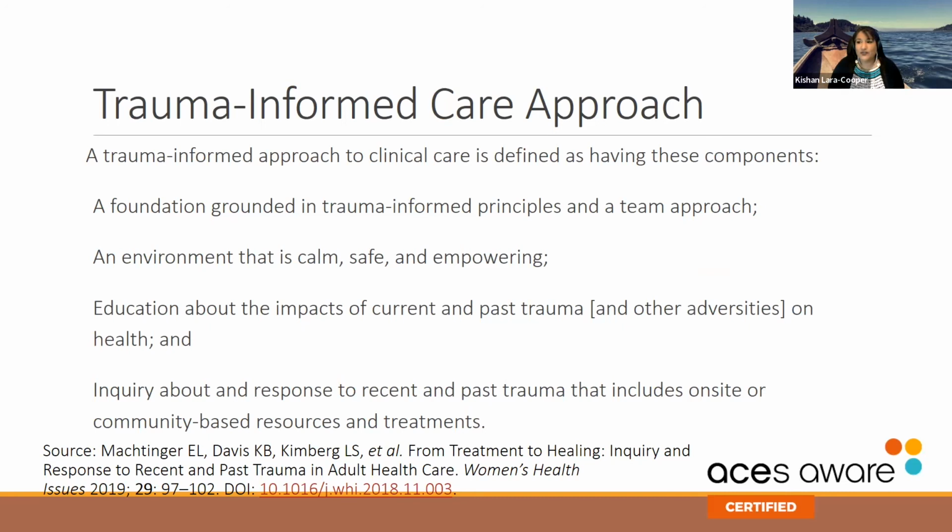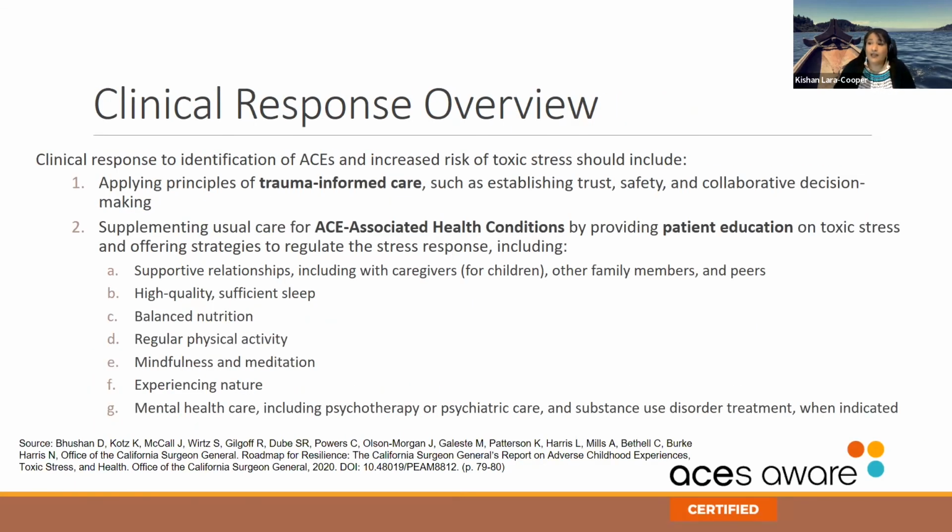This goes back to the trauma-informed care approach, where we're looking for a foundation grounded in trauma-informed principles and a team approach, an environment that's calm, safe, and empowering, education about the impacts of current and past trauma on health, and inquiry about and response to recent and past trauma that includes on-site or community-based resources and treatments. Once again, this is the clinical response overview we talked about earlier in the session: applying principles of trauma-informed care and also supplemental usual care for ACE-associated health conditions by providing patient education on toxic stress and offering strategies to regulate the stress response.